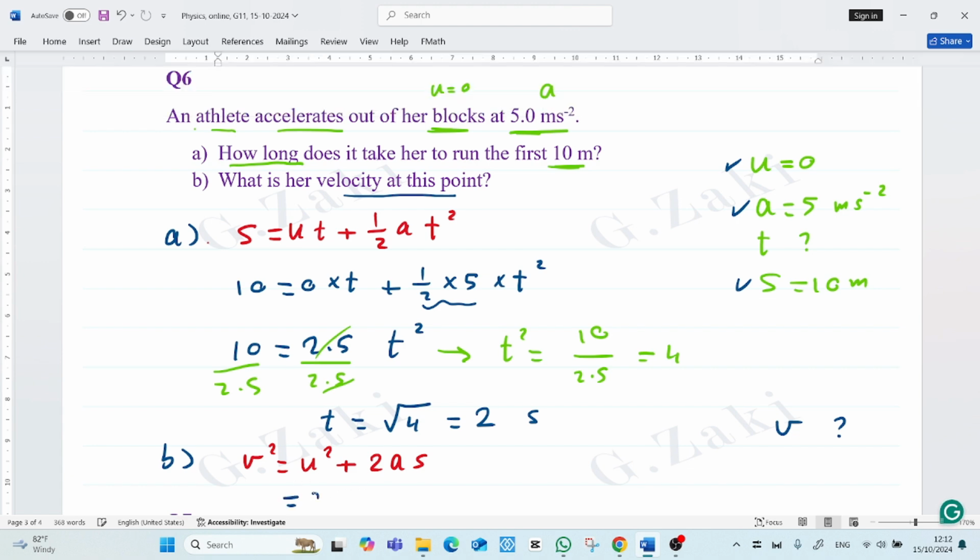U is 0, so 0 squared plus 2 multiply A 5 multiply S 10. 0 squared is 0, 2 times 5, 10 times 10, it's 100. This is V squared. Because the motion is in one direction, we take the positive value of square root of 100, which is 10 meter per second.